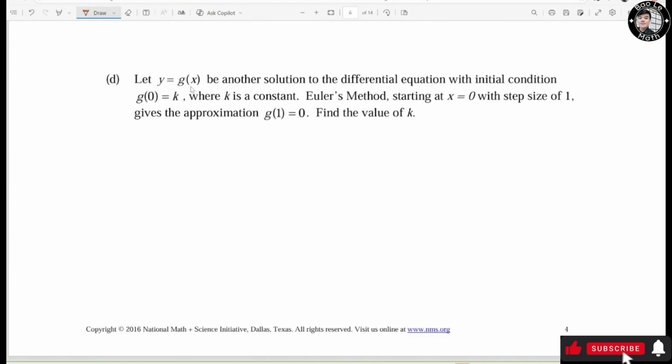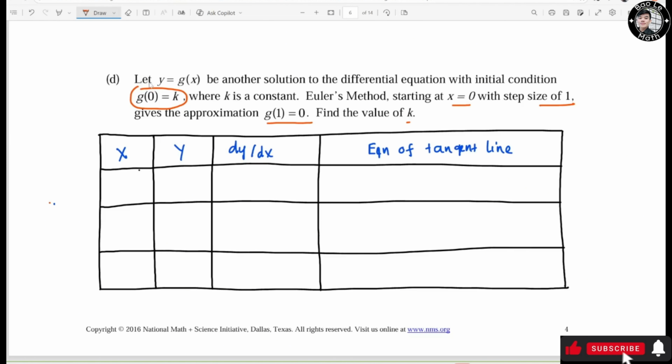Now question D. Let y equals g of x be another solution to the differential equation with initial condition g of 0 equals k, where k is a constant. Euler's method starting at x equals 0 with step size 1 gives the approximation g of 1 equals 0. Find the value of k. We're going to sketch the table. Alright, the initial condition is x equals 0, y equals k.